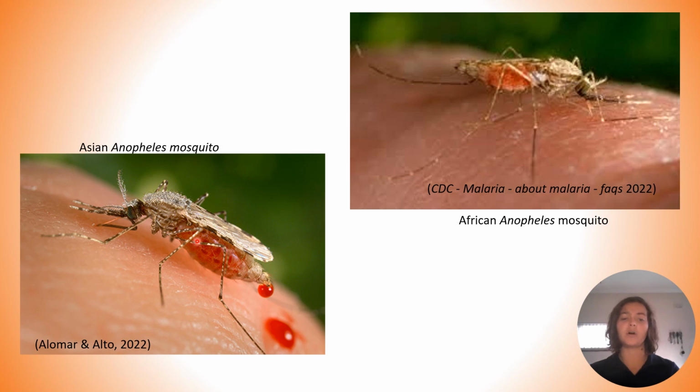Here are 2 examples of the Anopheles mosquito. As you can see, they've got dark and pale blocks on their wings. Unfortunately, you can't see the veins as well. And you can see that the proboscis and the palps are very long. So this is the Asian Anopheles mosquito, and this is the African Anopheles mosquito.